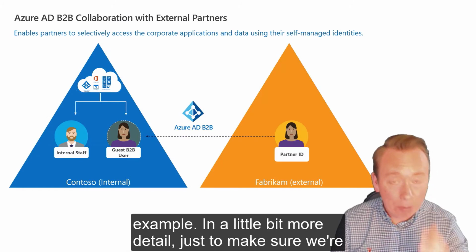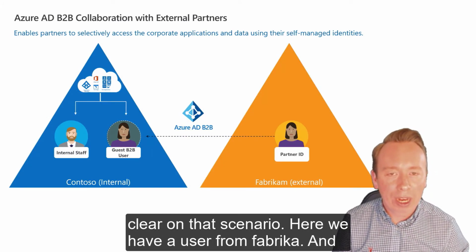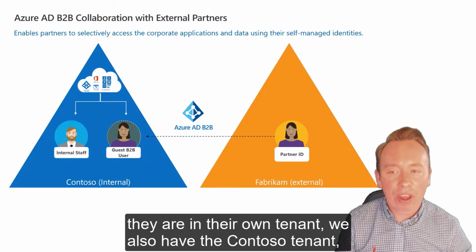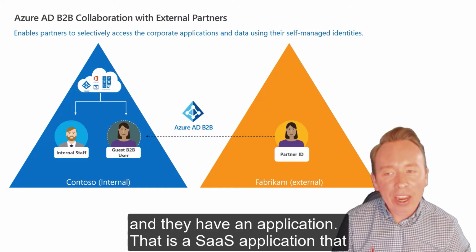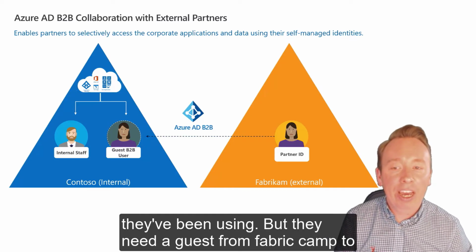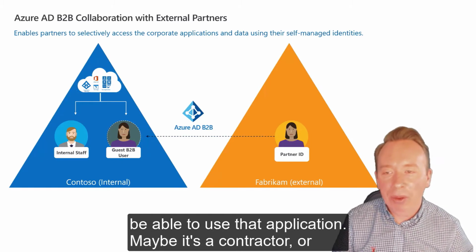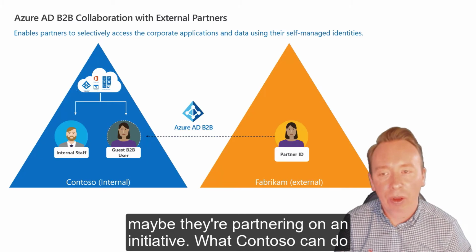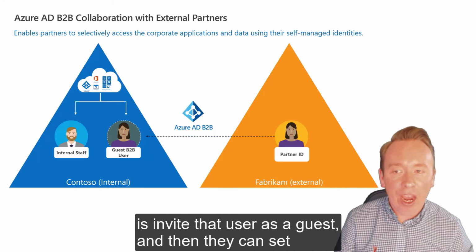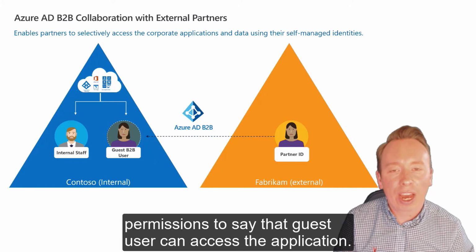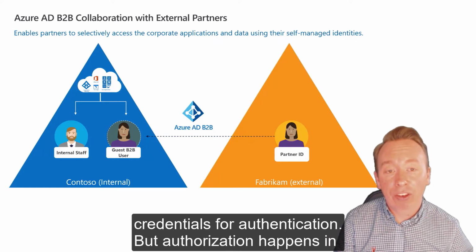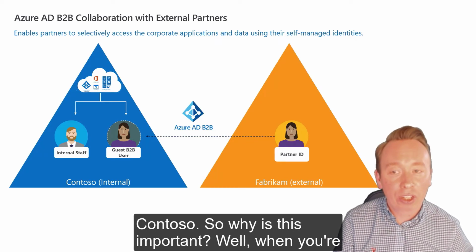So let's look at that B2B example in a little bit more detail, just to make sure we're clear on that scenario. Here we have a user from Fabricam, and they are in their own tenant. We also have the Contoso tenant, and they have an application that is a SaaS application that they've been using, but they need a guest from Fabricam to be able to use that application. Maybe it's a contractor, or maybe they're partnering on an initiative. What Contoso can do is invite that user as a guest, and then they can set permissions to say that guest user can access the application. In that scenario, the Fabricam user uses their Fabricam credentials for authentication, but authorization happens in Contoso.